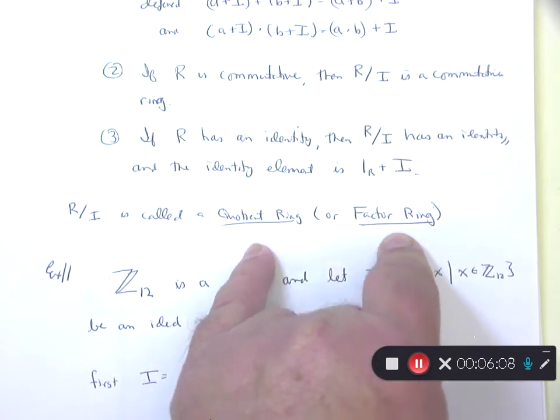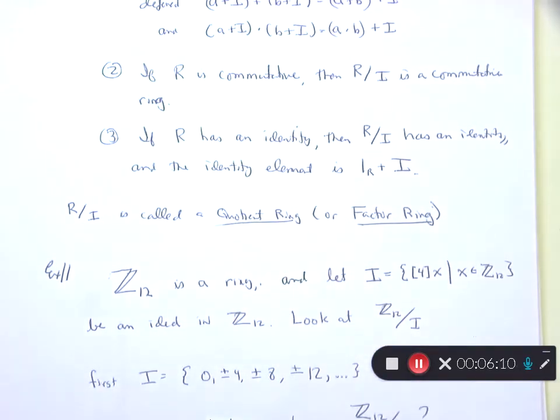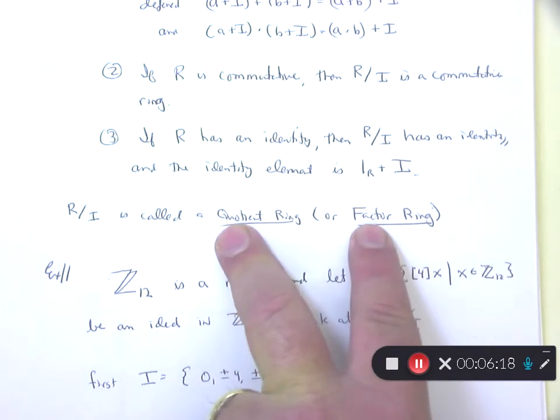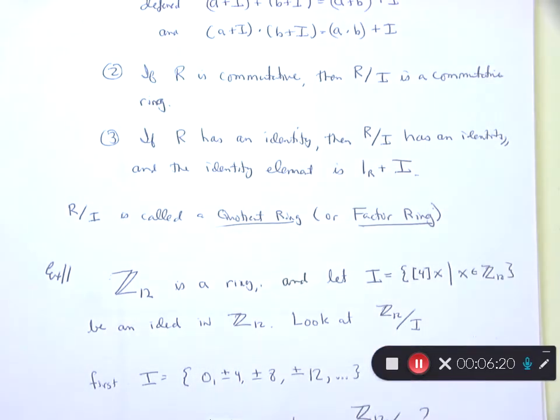So, when you study quotient rings, then you get to graduate school, and all of a sudden they're talking about them being called factor rings. It's the same thing. Somebody just changed the name of it. So I'm telling you now to prepare you for senior level classes and the like. Quotient ring, factor ring, same thing.